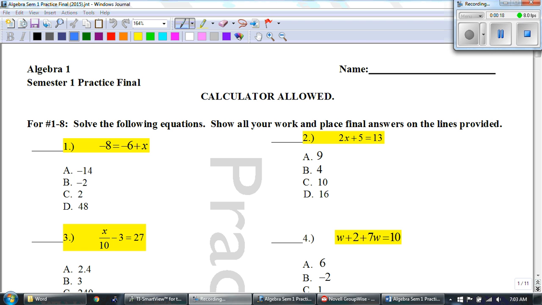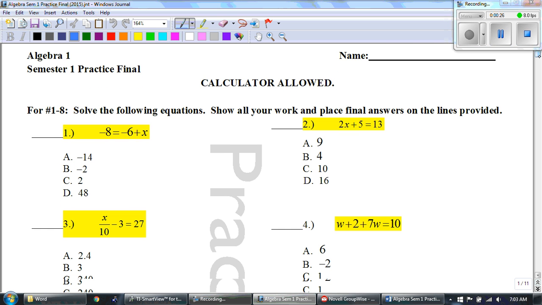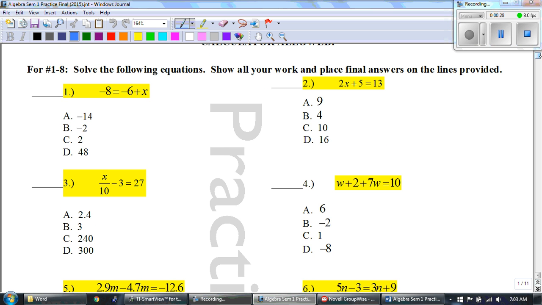This is going to be a lot of videos. I'm going to try to do maybe 10 per video and we'll see how that goes. But let's go ahead and get started. Remember, you can use your calculator, show all your work, and we're going to place all of our final answers on the line.